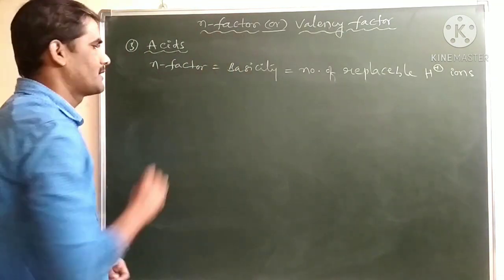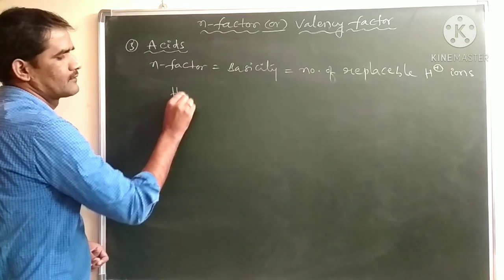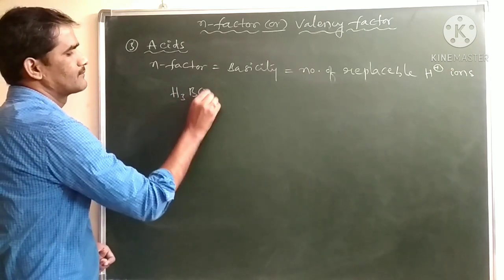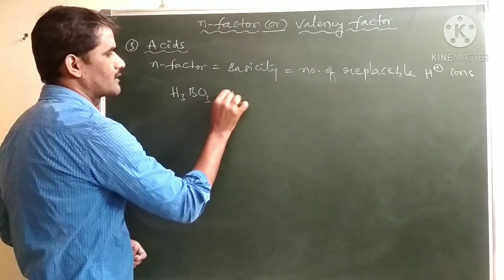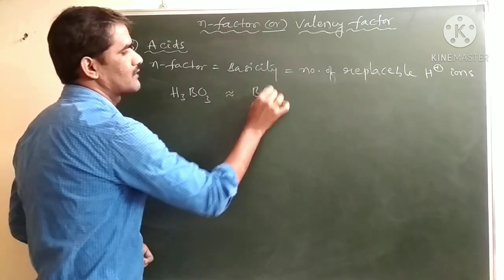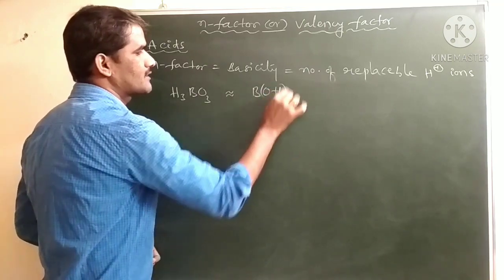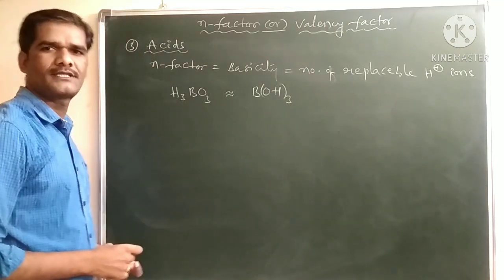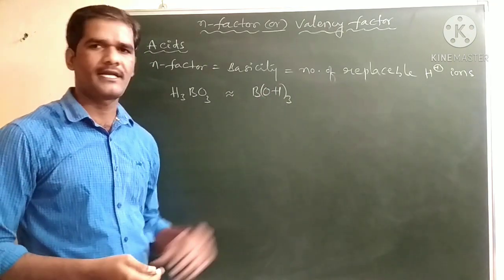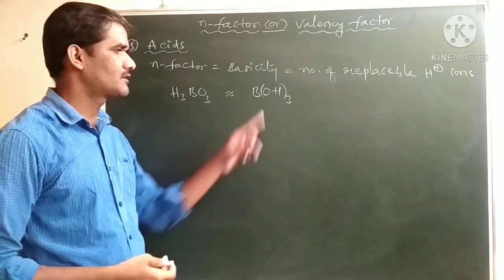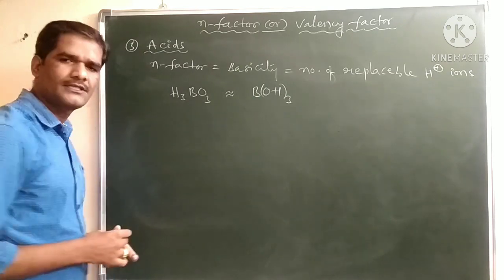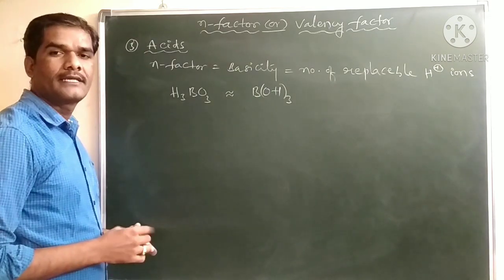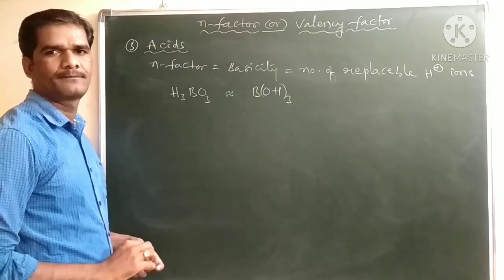Boric acid, that is H3BO3. Sometimes you may write it like this, because it looks like a basic structure, BOH3. Sometimes we assume that OH contains BOH. It may look like a base, but it is not a base. It is an acid, H3BO3. In the case of H3BO3, the N factor is 1, not 3.